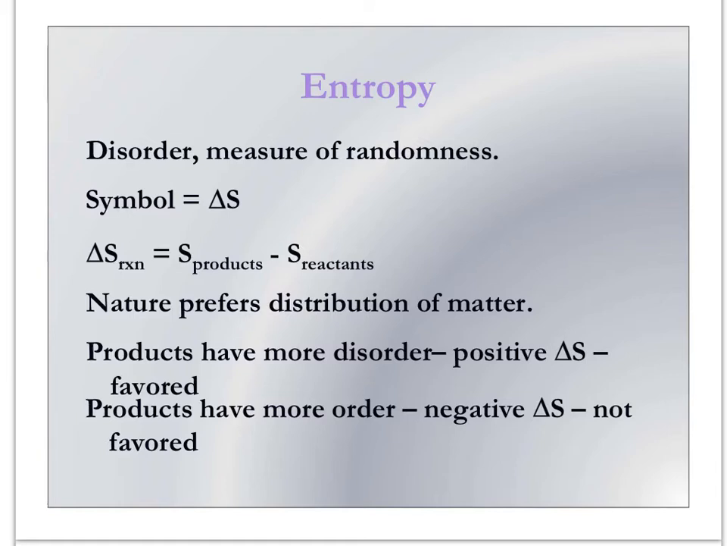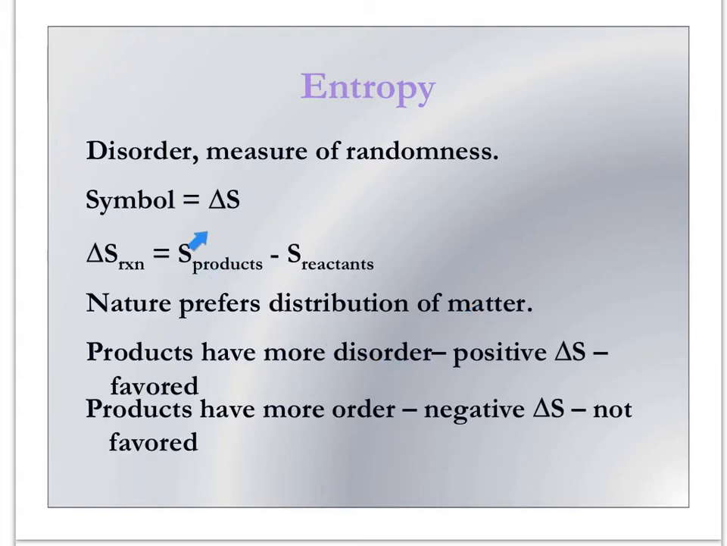Another example, making a salad. Much easier to toss a salad together than it is, after the salad is made, to find all the pieces of tomatoes, put them together, all the pieces of cucumbers, put them together, and so on. And so nature prefers disorder and randomness. So we want, as we progress in our reaction, to go from order to disorder, to more randomness, to more entropy. So we want the products to have more disorder than the reactants.